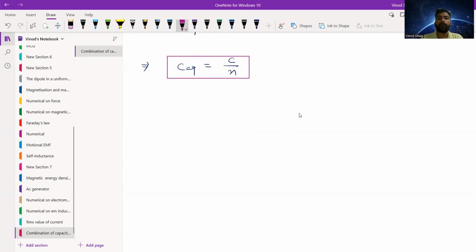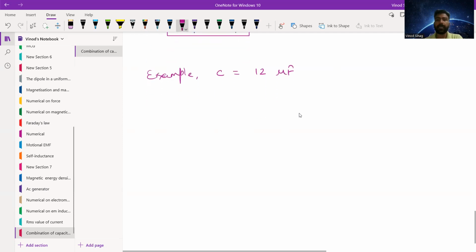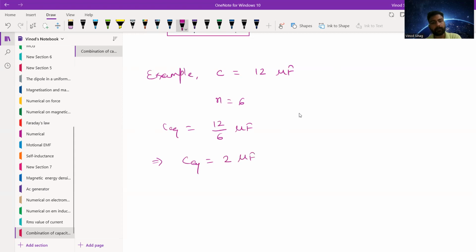Let's say, for example, the value of C is 12 microfarad, the capacitance of each capacitor is 12 microfarad, and we have n equals 6 capacitors. 6 capacitors of capacitance 12 microfarad are connected in series. Then what will be the equivalent capacitance? It will be 12 upon 6 microfarad, or 2 microfarad. This will be the equivalent capacitance in this case.